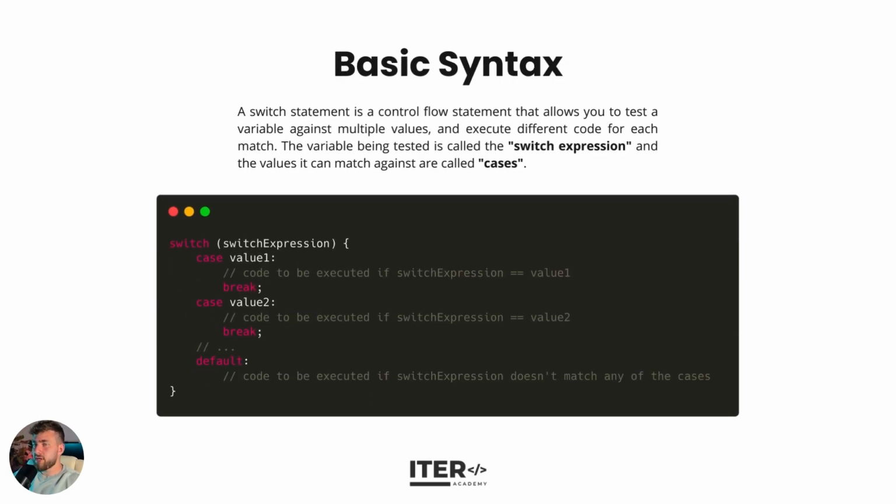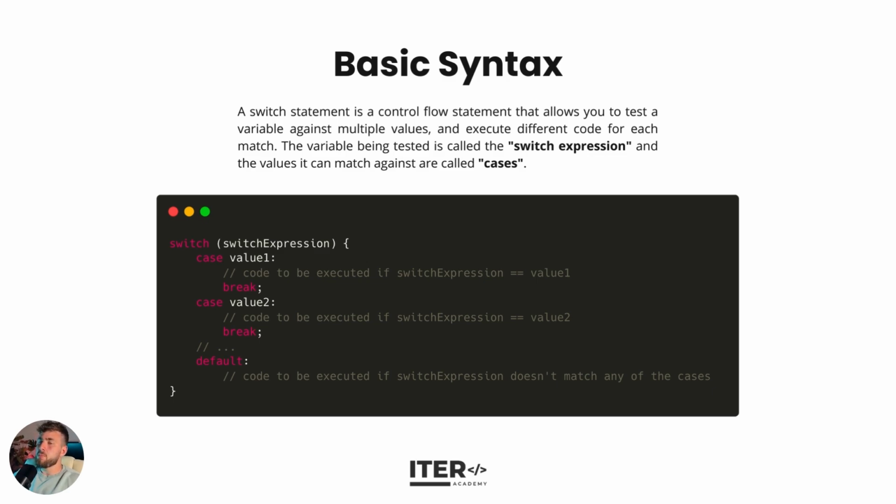A switch statement is a control flow statement that allows you to test a variable against multiple values and execute different code for each match. The variable being tested is called the switch expression, and the values it can match against are called cases. You can see the basic syntax for a switch statement on your current screen.